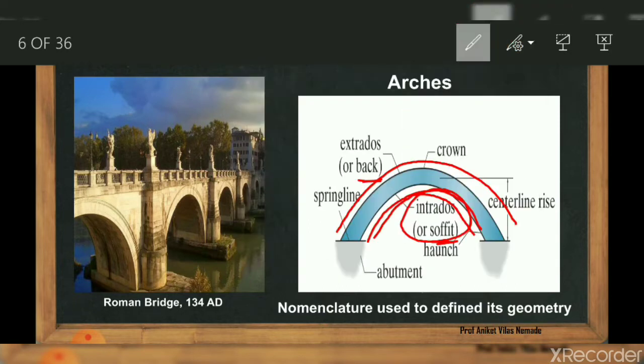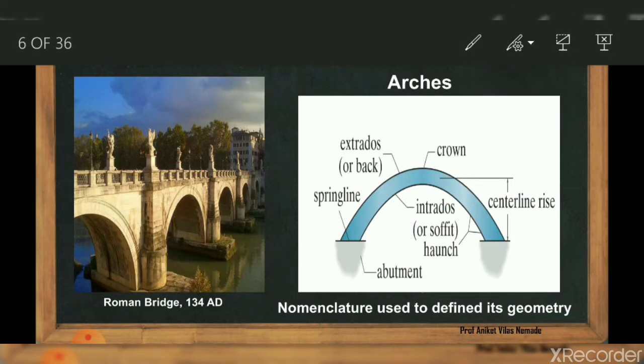The next terminology is the central rise. Central rise is nothing but the vertical distance from the springing line to the crown. This is the crown and this is the springing line. The distance between them is called the central rise, also denoted by small h. We will see that afterwards.